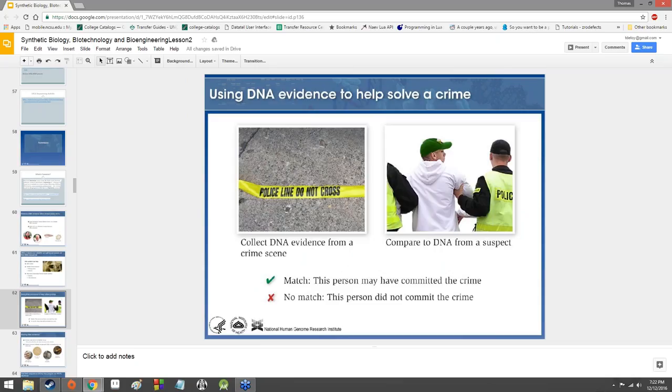Why might it not be 100% reliable? If they do find a match, why does that not necessarily automatically mean that that person is guilty? That's true, it could have been forged. What else do you think? Could have messed up. Yeah, there's that too.